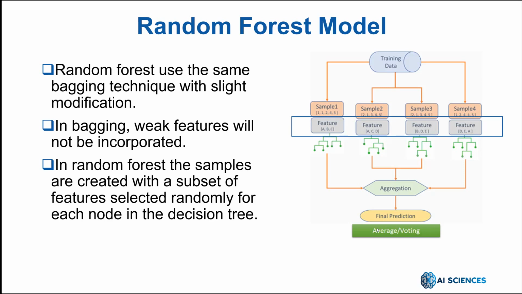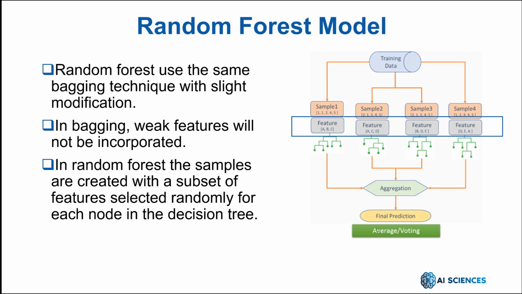Now, how about the random forest model? So, you learned how bagging works. Random forest also uses the same bagging technique with a slight modification. During bagging, all features of the training dataset are used on sampled data to create the decision trees or the Bayes estimators. Because of this, the datasets in each sample are quite similar. Each Bayes estimator usually breaks at the same feature. This results in quite similar Bayes estimators. This means that weak features will not be incorporated.